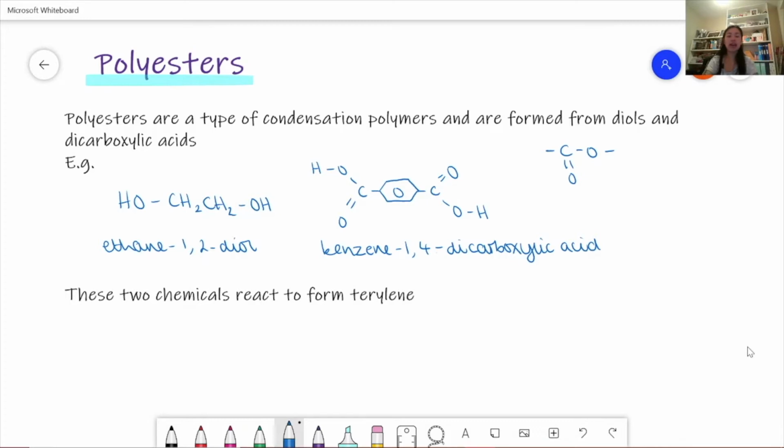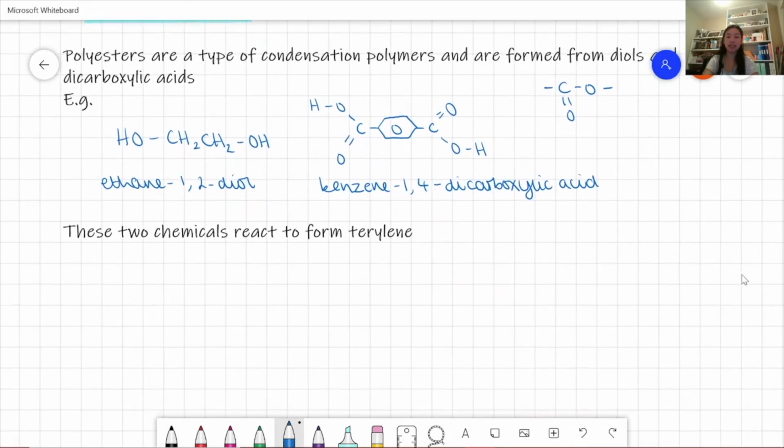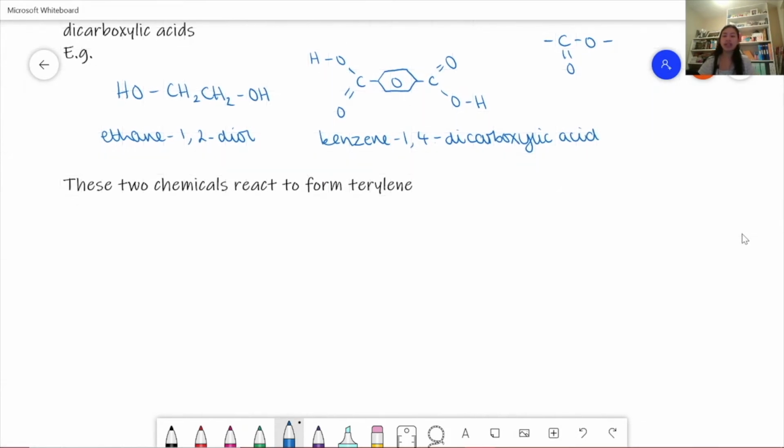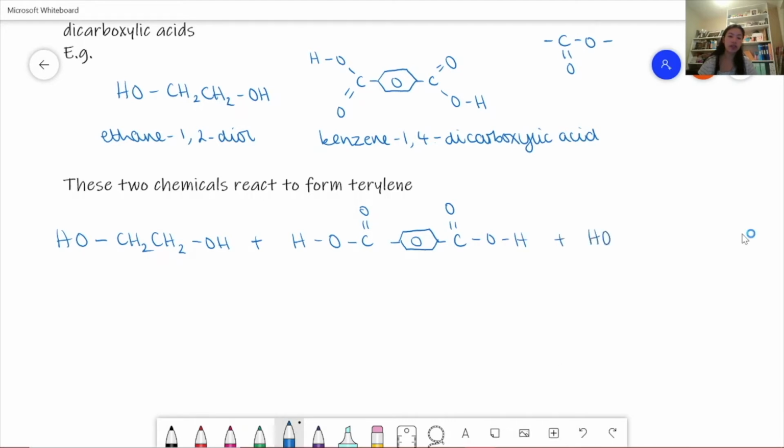These two chemicals actually react to form terylene, which is a polyester. So what I'm going to do first is I'm just going to write them both out again. So we have HO, CH2, CH2OH added with HO and then C double bond O, which is attached to benzene, and then OH, then added with another one of these HOCH2CH2OH plus dot dot dot.